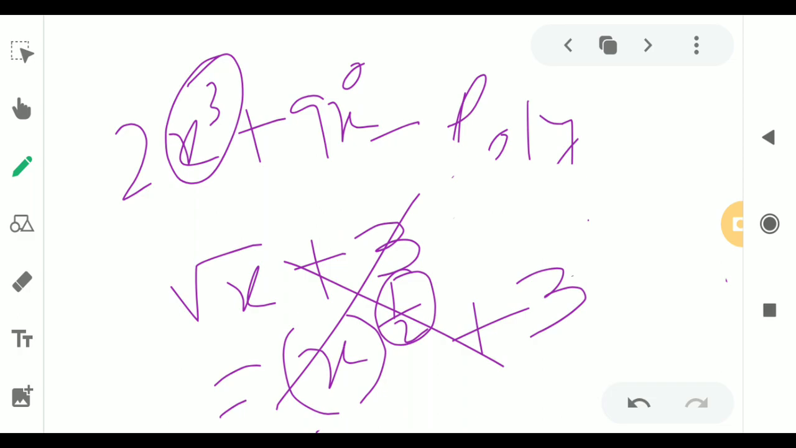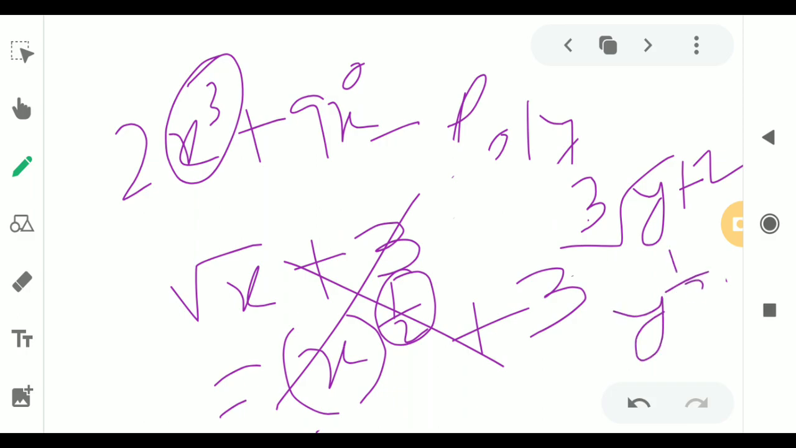Similarly, we can say that cube root of y plus 2, we can write as y to the power 1 by 3 plus 2. It is also not a non-negative integer. So we can say that it is not a polynomial.